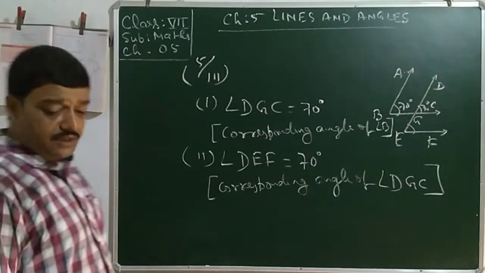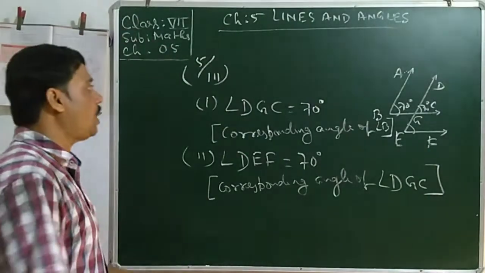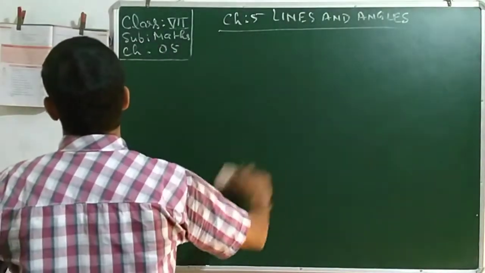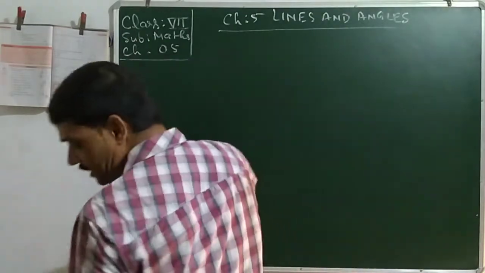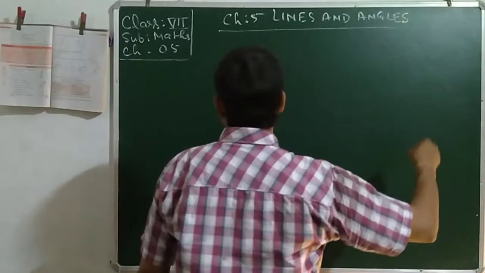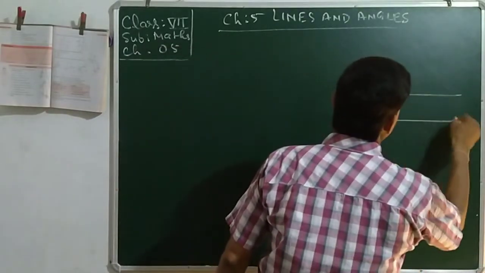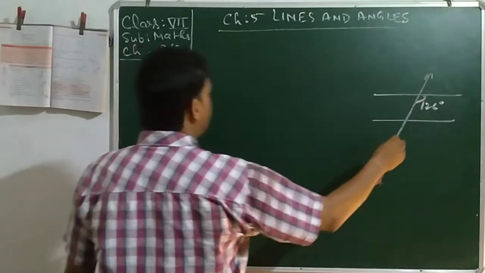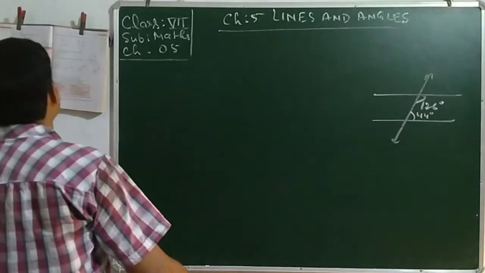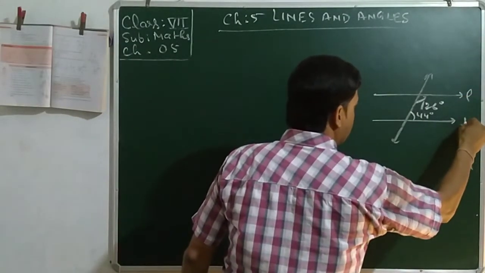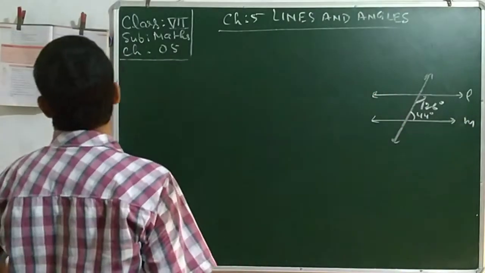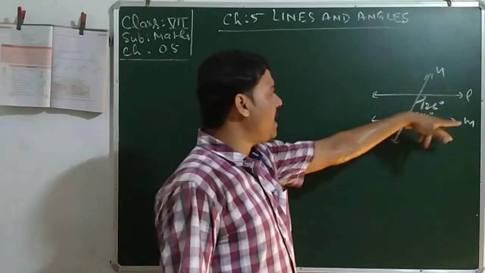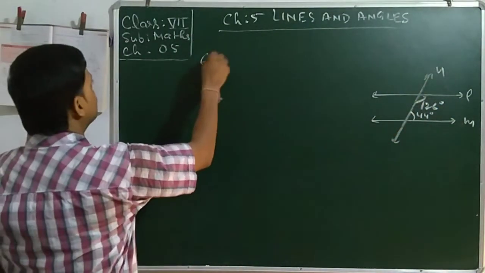The last sum, that is 6 number sum, is so simple. See how to solve. You are asked to check whether L is parallel to M or not. I am drawing only one figure here, but in all the figures you will realize the concept to be used is the same. One angle is 126 degrees, another angle is 44 degrees. This line was named as L and this as M. N is the transversal.